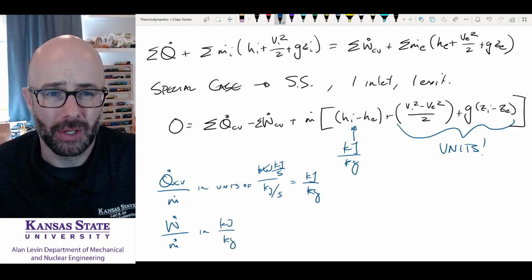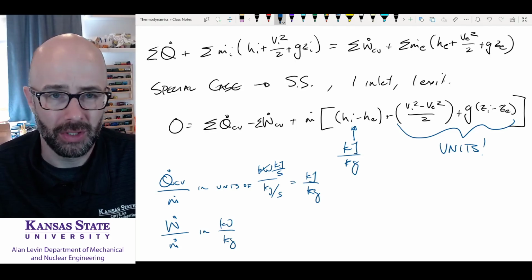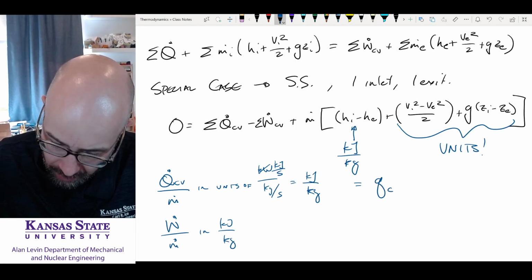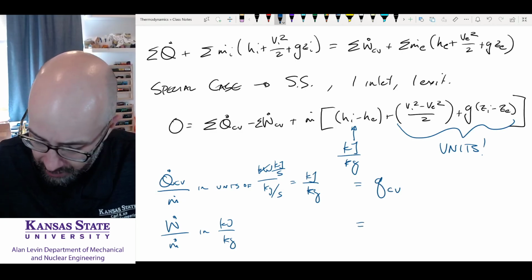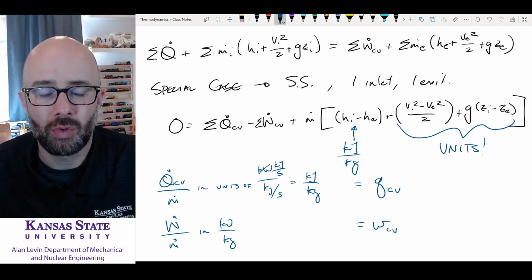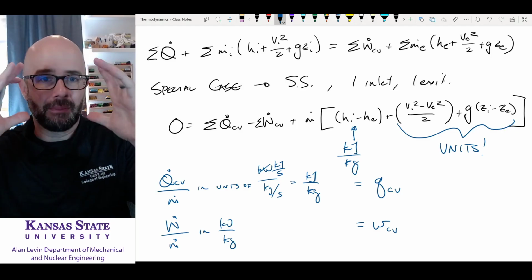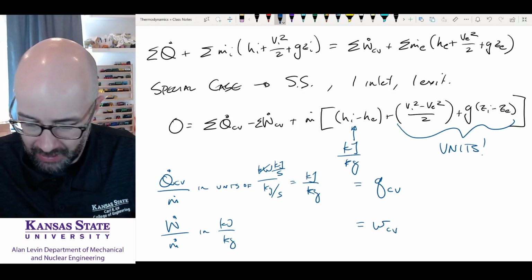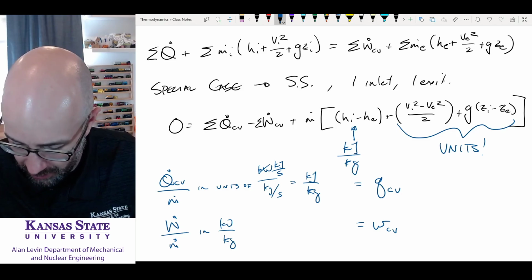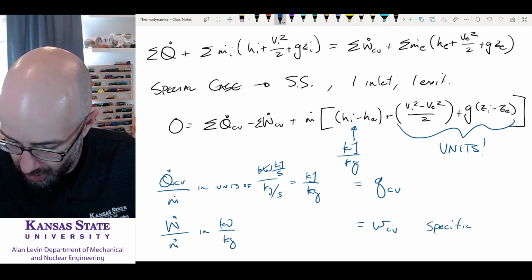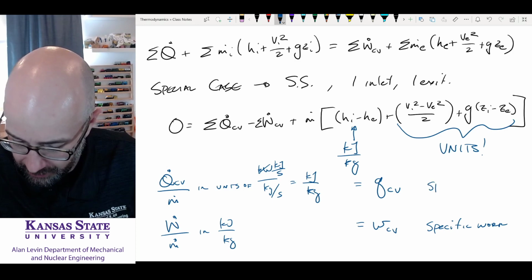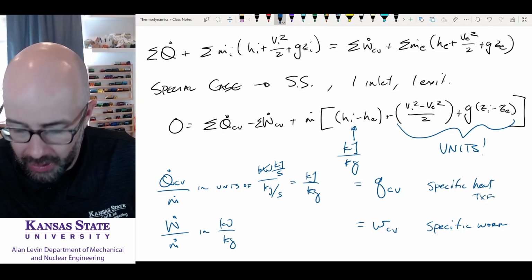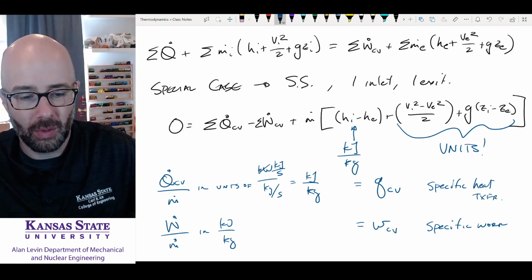Sometimes what we'll do in some books, and it's not this book, but some books, or you'll see it around, they'll write this as lowercase q CV. They'll write this as lowercase w CV, because remember, whenever we take something and divide it by mass, we have the specific work, or the specific heat transfer. So they might call this the specific work, or the specific heat transfer. These are words that are being used.